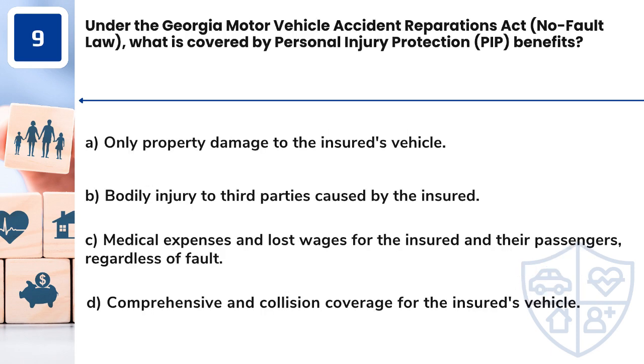Question 9. Under the Georgia Motor Vehicle Accident Reparations Act, no-fault law, what is covered by personal injury protection, PIP, benefits? A. Only property damage to the insured's vehicle. B. Bodily injury to third parties caused by the insured. C. Medical expenses and lost wages for the insured and their passengers, regardless of fault. D. Comprehensive and collision coverage for the insured's vehicle.